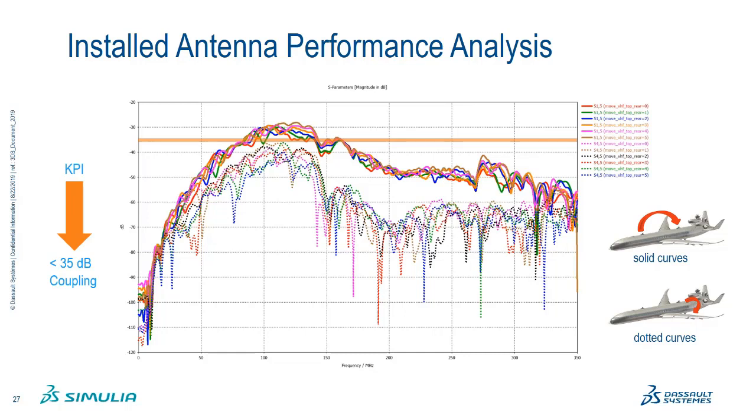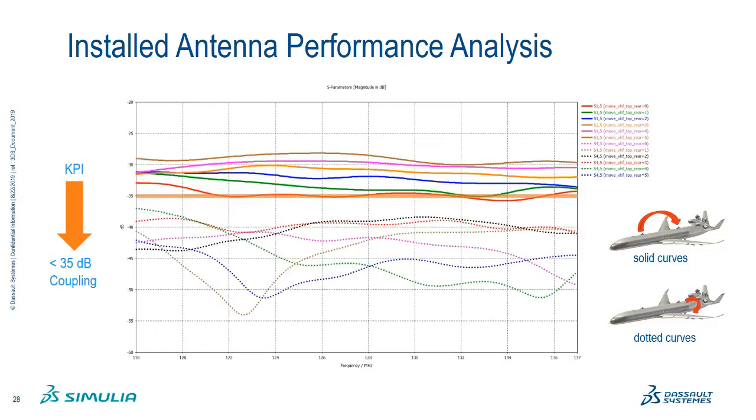The requirement for isolation may be, for example, 35 dB. Coupling between the two antennas on the top exceeds this level. If we zoom into the VHF band from 118 to 137 megahertz, you'll notice that the worst case coupling is 5 or more dB over the threshold, but it depends on position. The solid red curve almost meets the requirement, but this is when the antennas are furthest apart.